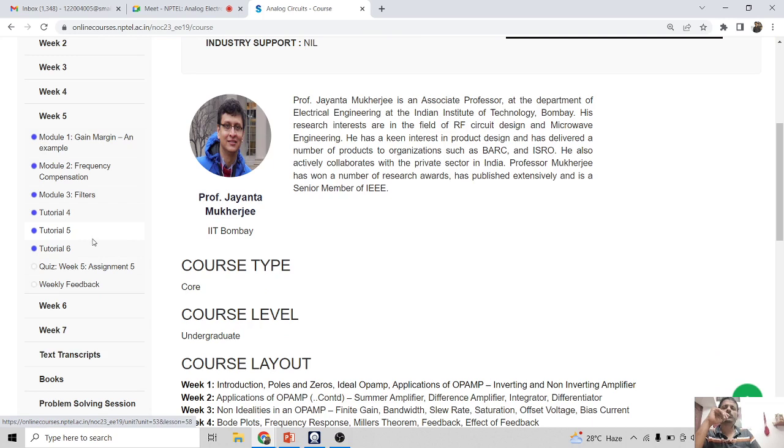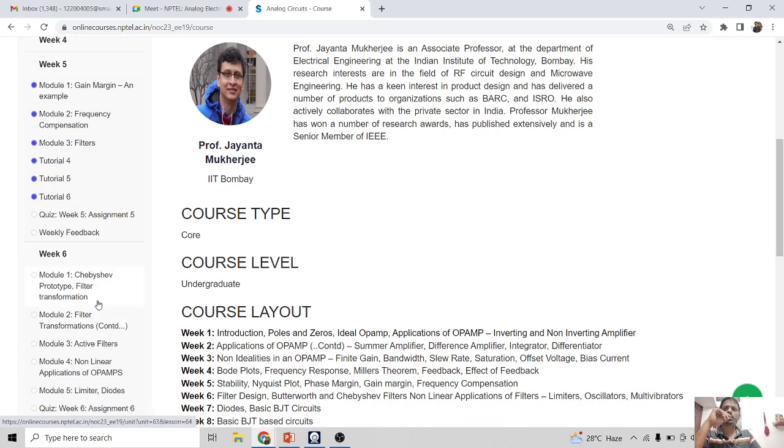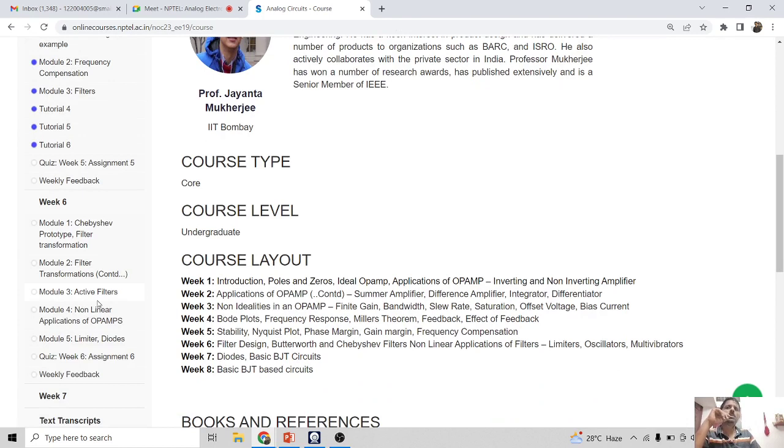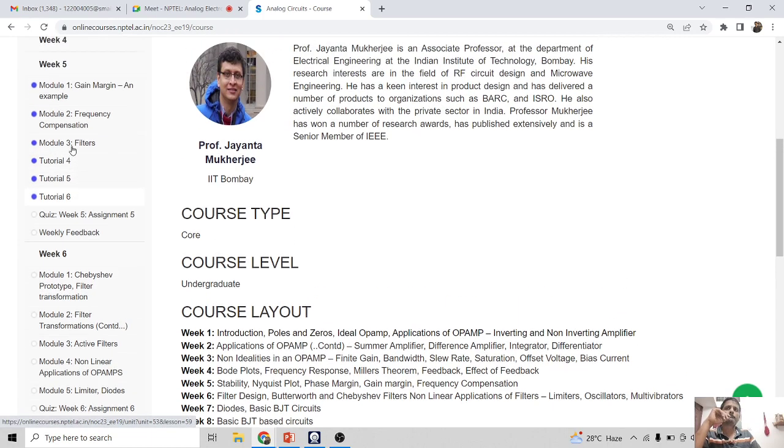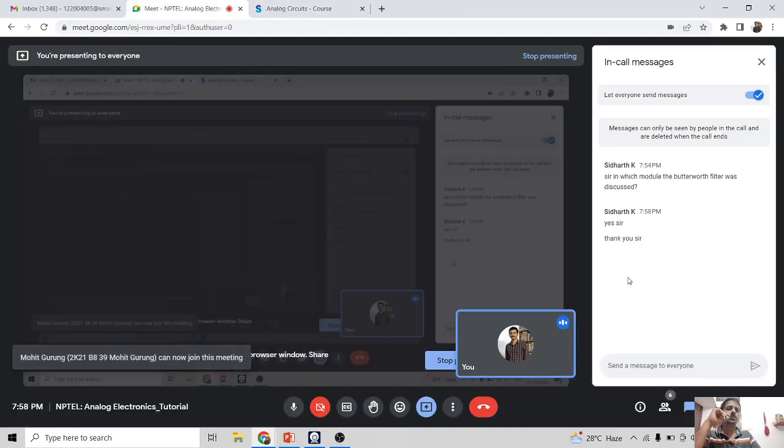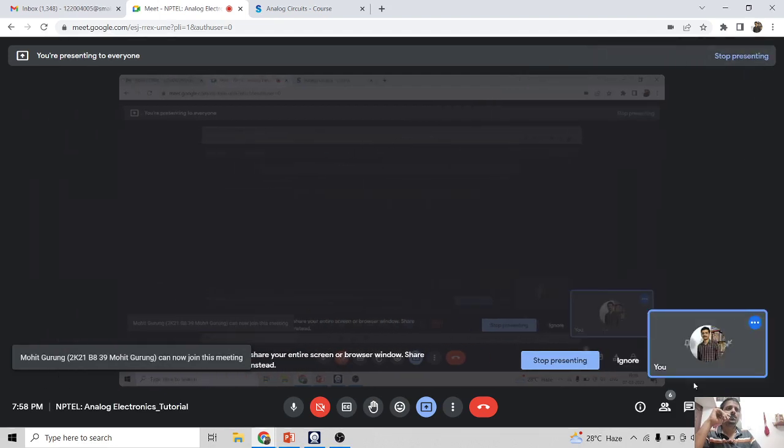I guess in 5 or 6, it has been detailed how the Butterworth filter is designed, similar to the same question that we have discussed. I think sir will also explain the Butterworth as well as the Chebyshev filter in week 6. So you can go through tutorial 5 or 6. Also, I think in module 3, some part of filters has been discussed. You just check that. Okay, Siddharth. Any other questions?